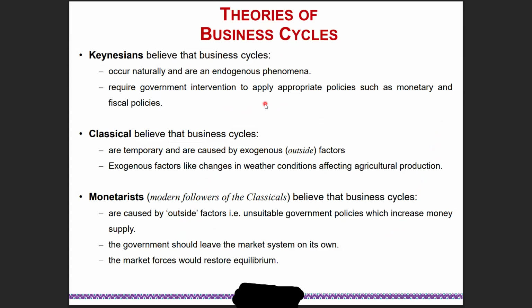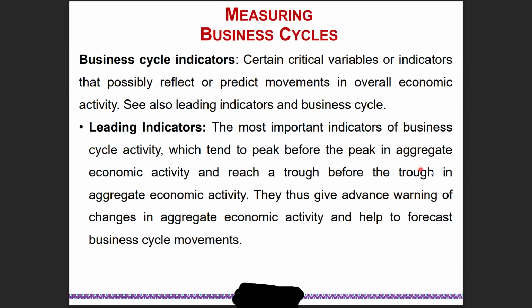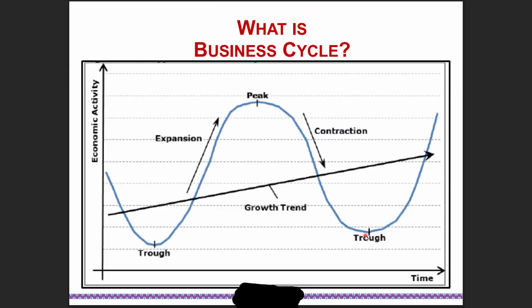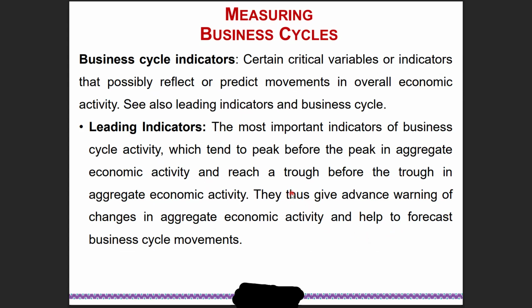And then also they reach the trough before the trough in aggregate economic activities. So they also reach the trough before the economy even reaches the trough, right? Why? Because they give advance warning of the changes in aggregate economic activity and help to forecast business cycle movement, right? So the leading indicators basically predict where the economy is heading before the economy even gets there, because they reach the peak before the peak and the trough before the trough, right? They give us more information of where the economy might be heading, right?